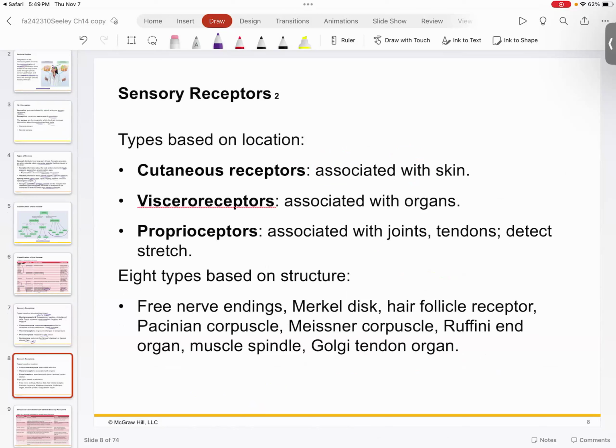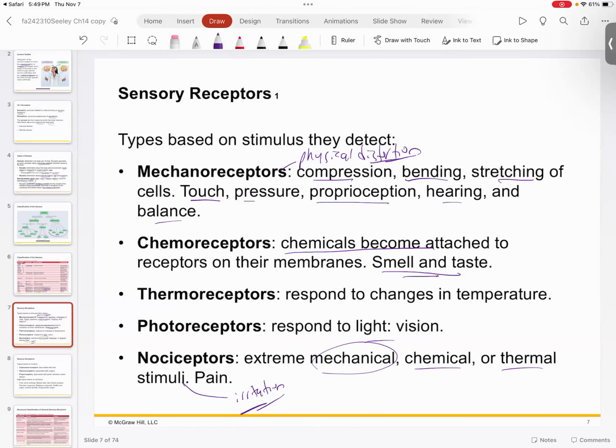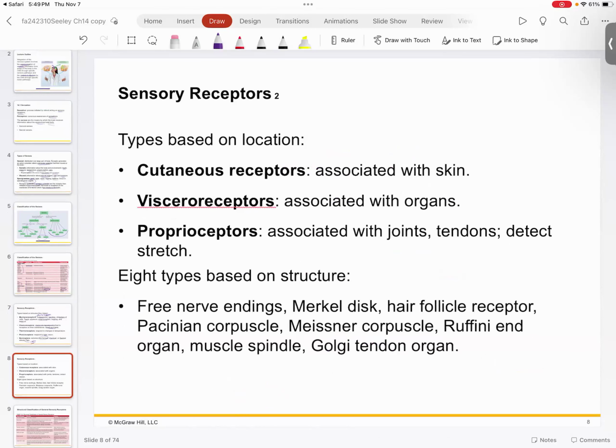So sensory receptors, which are based on location. So these are based on what they detect. These are based on where they are. You have cutaneous receptors, which obviously would be the ones in the skin, and you have a lot of different receptors in the skin itself. You have visceral receptors, which are associated with your organs, and then you have proprioceptors, which are essentially usually joints, tendons, and these oftentimes will be involved in stretch detection.